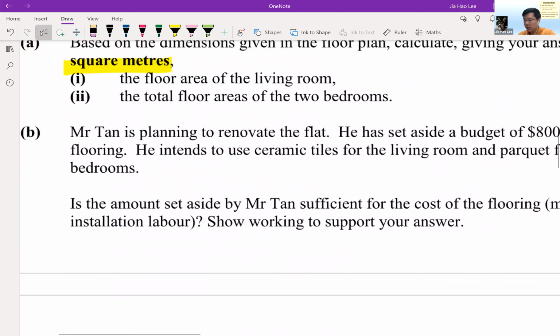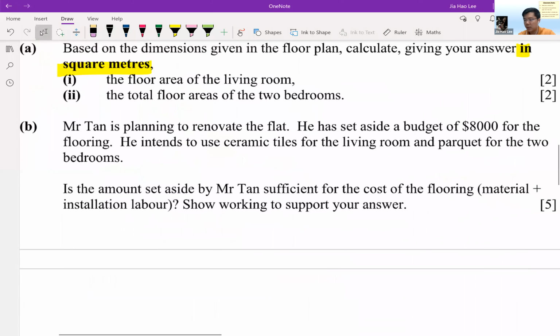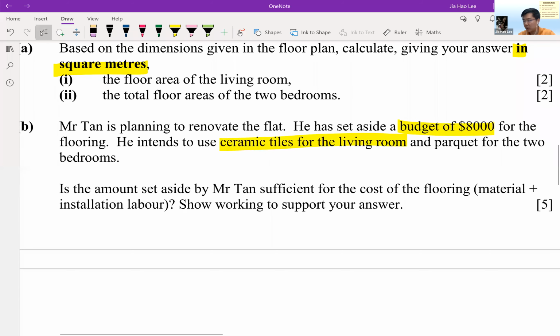I read the question with you earlier on, but let's just highlight some important keywords here. Mr. Tan is planning to renovate. He has set aside a budget of $8,000 for the flooring, so making the floors. He intends to use ceramic tiles for the living room and parquet for the 2 bedrooms, okay? So different materials for different rooms. Next, the question is just, is the amount set sufficient? Sufficient, so we need to calculate. When I see the word sufficient, I now know I need to calculate and then compare, okay? Calculate and compare.